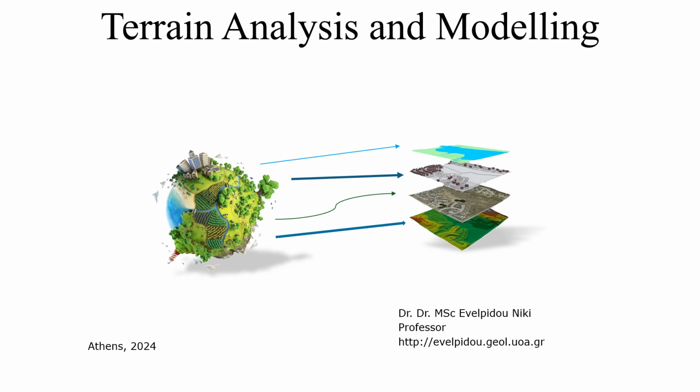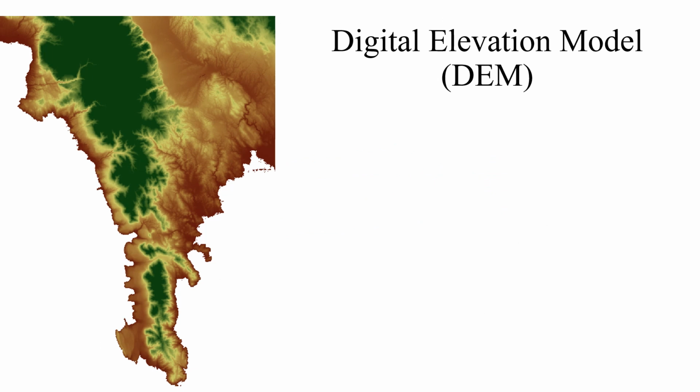Today we are going to talk about terrain analysis and modeling and how it is utilized in natural hazards modeling. To begin with, one fundamental term that we must understand is the DEM. But what is the DEM? It is a raster file whose cells contain the numerical value of their mean elevation.